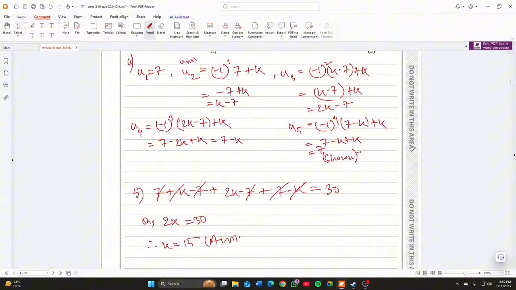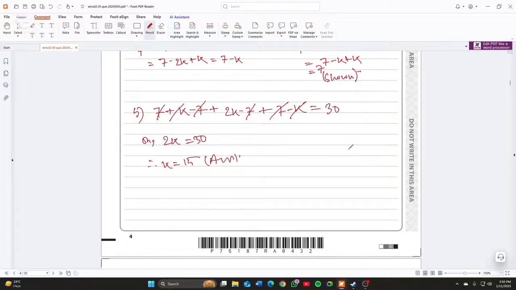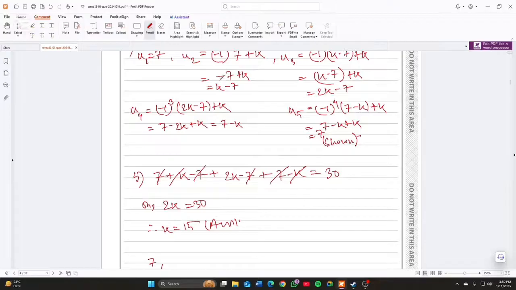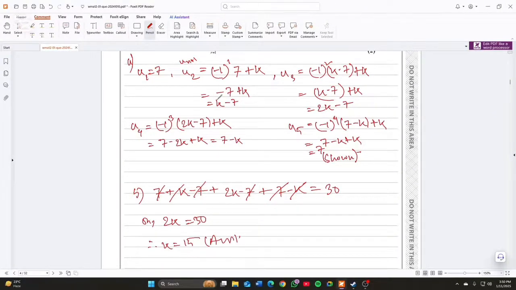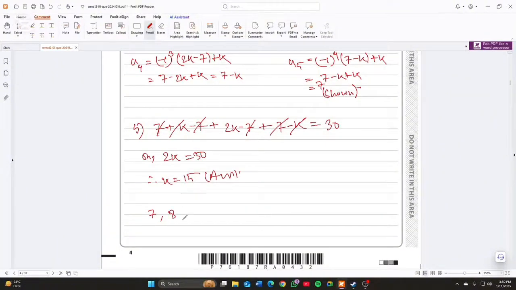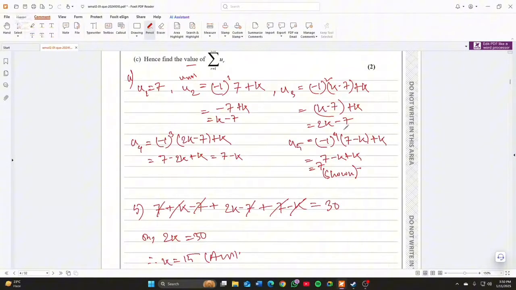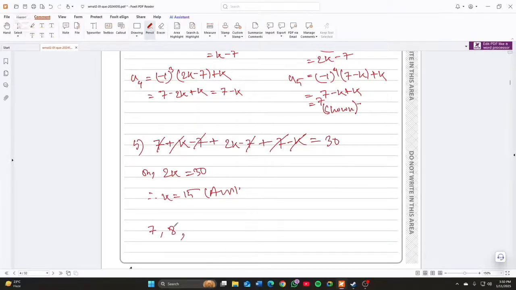And if we continue in this way, for u6, u7, u8, we will see that u10, the 10th term, will be 7 again. So we can see that this is 7, the next term was k minus 7, and k was 15, so 15 minus 7 is 8. The third term would be 2k minus 7, so 30 minus 7 gives us 23. And the fourth term was 7 minus k, so 7 minus 15 gives us minus 8, and then we have again 7.